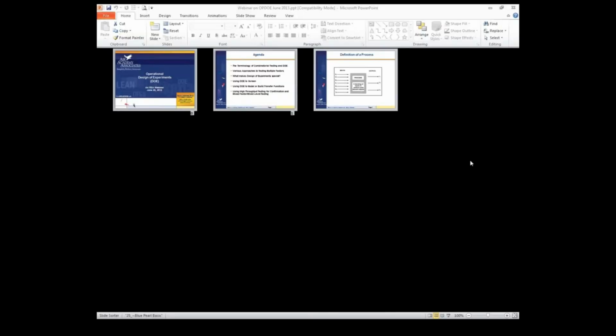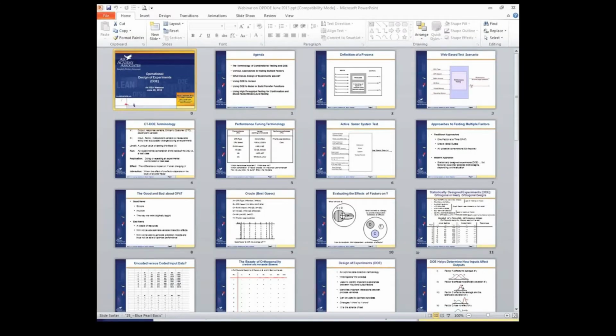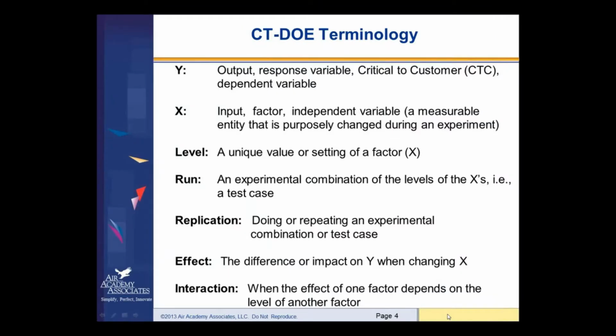Okay, let me go back to this particular screen here. I apologize for that message continually coming up. At any rate, we have the X's and the Y's, and we have levels. Now, level is a term that's used for a setting or a unique value for a particular factor. Like, if the factor is altitude, two different levels might be 500 feet or 5,000 feet. So a level is a unique value or setting of a factor.